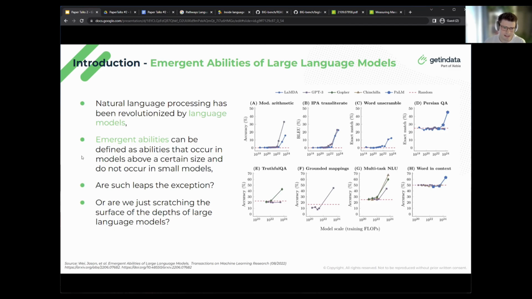This paper discusses an unpredictable phenomenon that we refer to as emergent abilities of large language models. Such emergent abilities can be defined as abilities that occur in models above a certain size and do not occur in small models. Such examples are presented here in the diagram on the right side for different tasks and models.